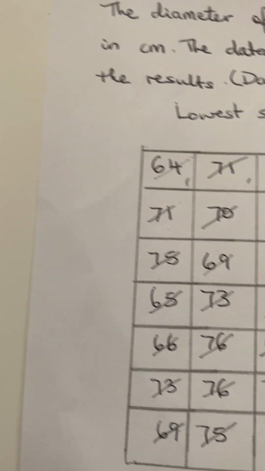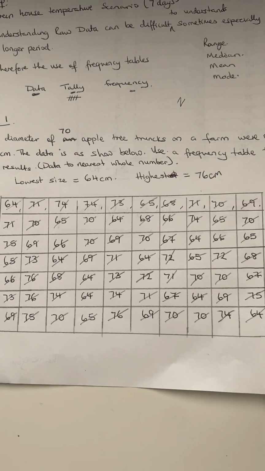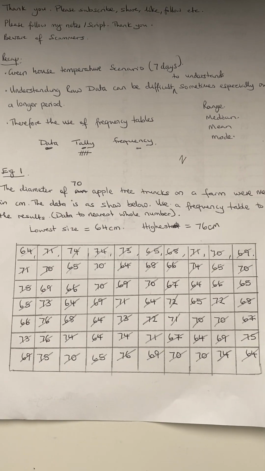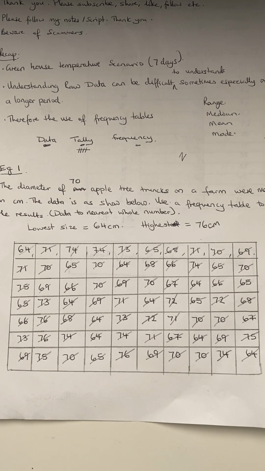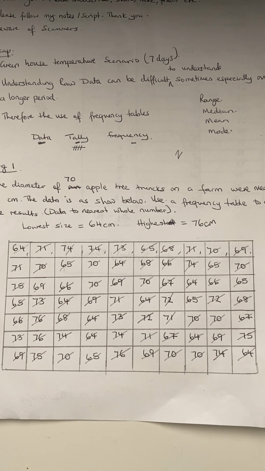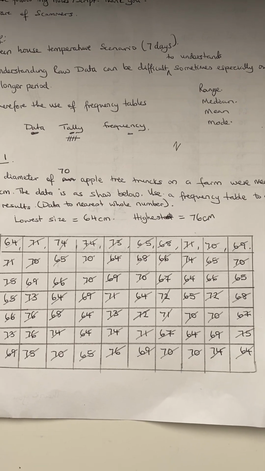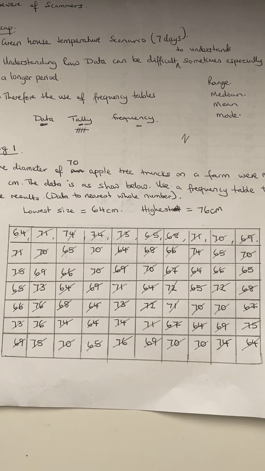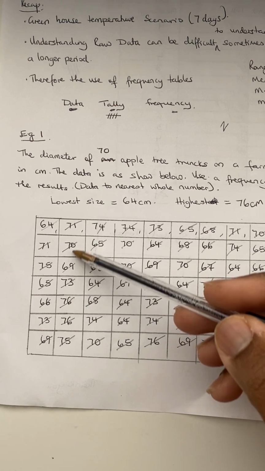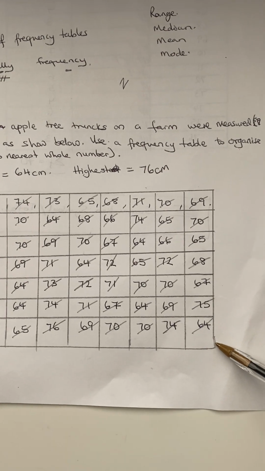So this is how I did my data. So this is the data. I'm trying to lift it up for you so that in case you want to have a look at it. So that is the data here. You can pause it here and then use it to do your own tally table. I've done the first row with you, so you can continue and do all the 70.